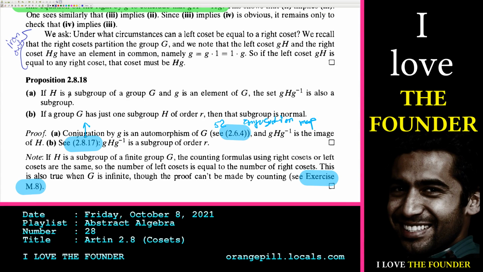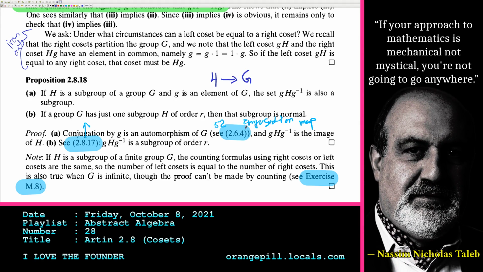So it's a map. So let's just think of it as a group homomorphism from H to G. And the image of this, since H is a subgroup of G, it's obviously defined. So it's a homomorphism, so its image will be a subgroup of G. Okay.